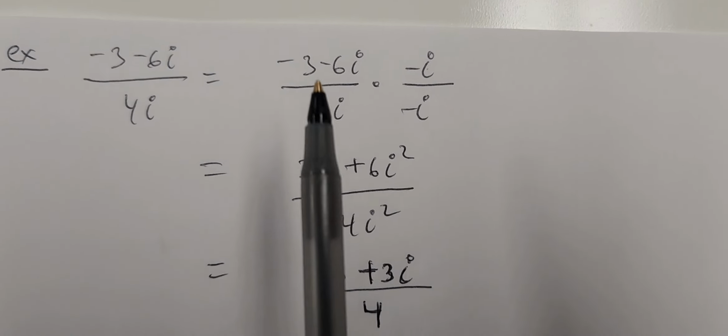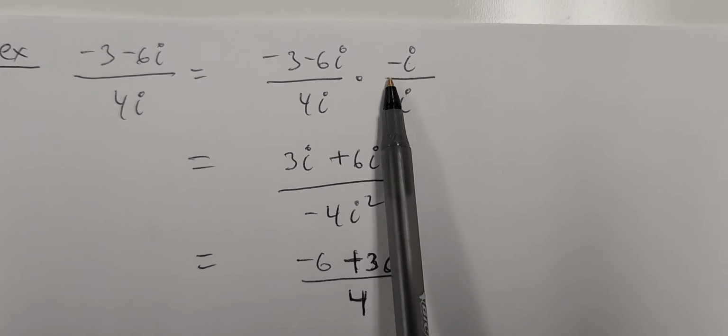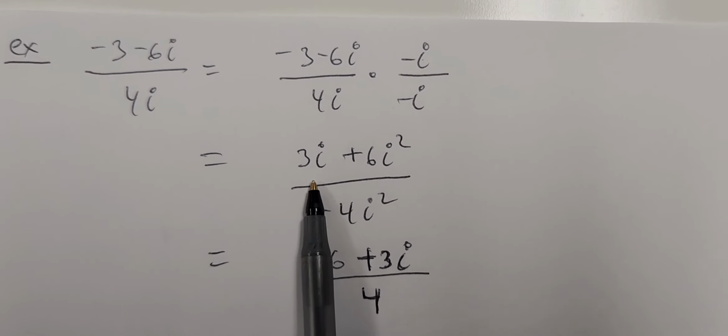After that, just multiply across. So -i times 3, positive 3i.